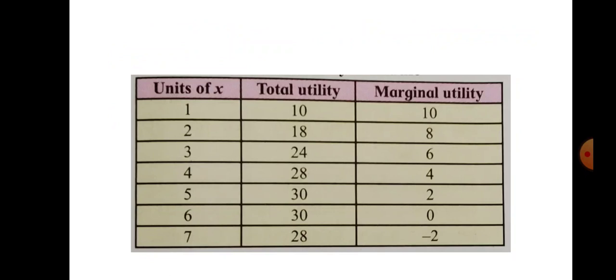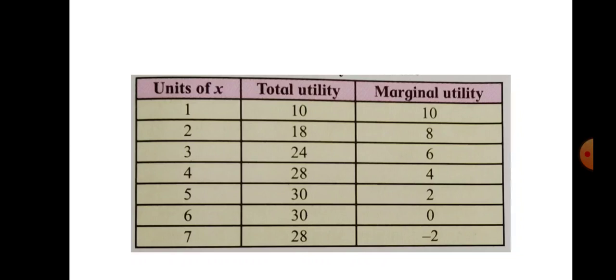When the consumer consumes the second unit of commodity, total utility goes on rising. It increases up to 18. And what happened to marginal utility? With the consumption of each additional unit of commodity, marginal utility goes on falling. So the first observation of this schedule is, at the beginning both TU and MU are equal. When the consumer consumes the second, third, fourth, fifth, up to the seventh unit, total utility goes on rising, and marginal utility goes on falling.